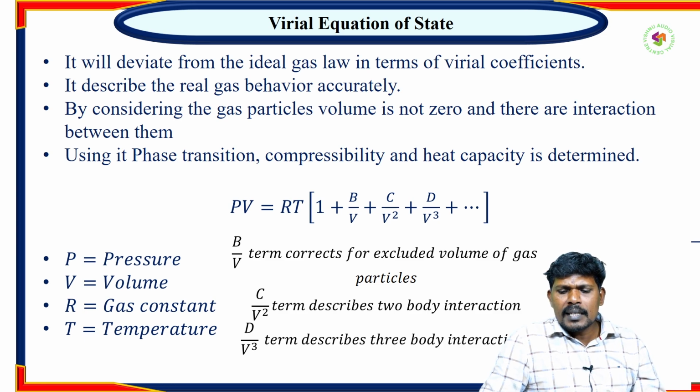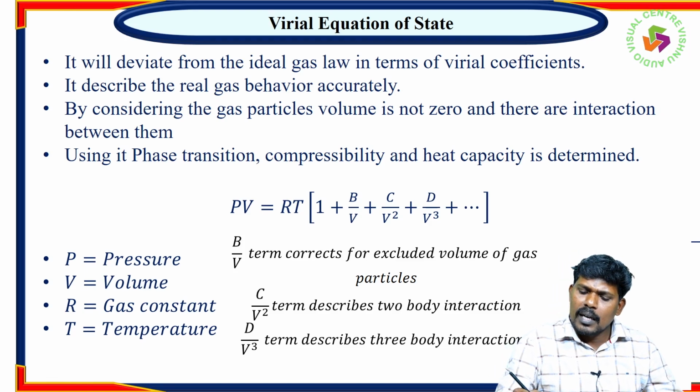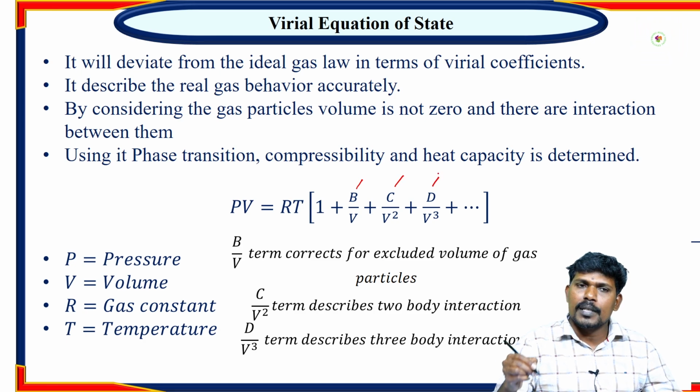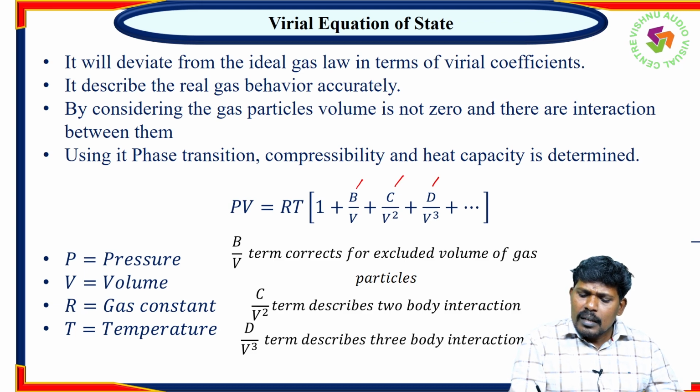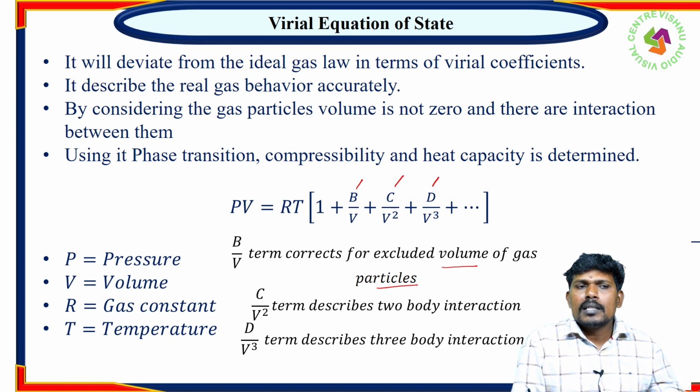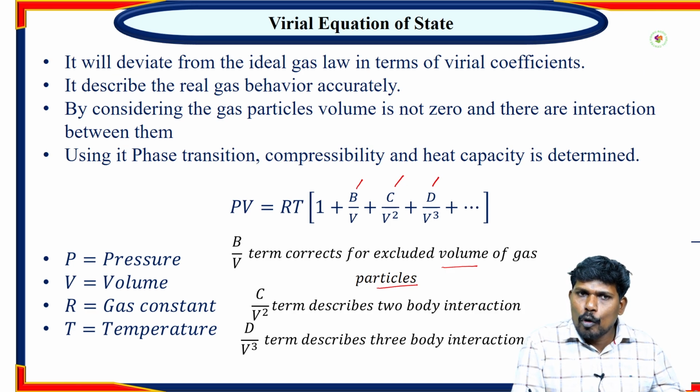The virial equation of state expression is PV equals RT times (1 plus B by V plus C by V square plus D by V cube, and so on). Here the second term is called the second virial coefficient, the third term, C by V square, is called the third virial coefficient, and the fourth term is called the fourth virial coefficient. The second virial coefficient corrects for the excluded volume of gas particles, meaning this term contributes the fact that gas particles have a particular volume.